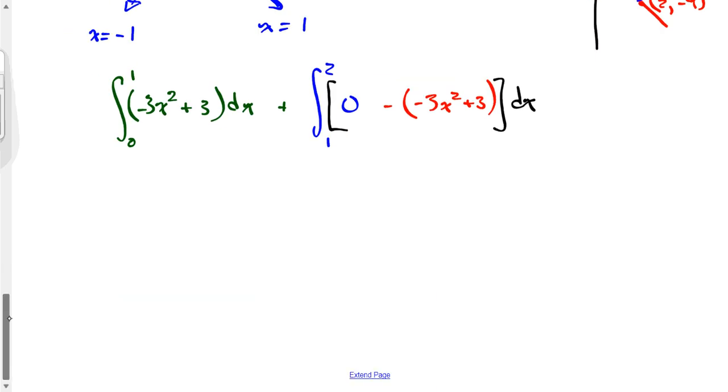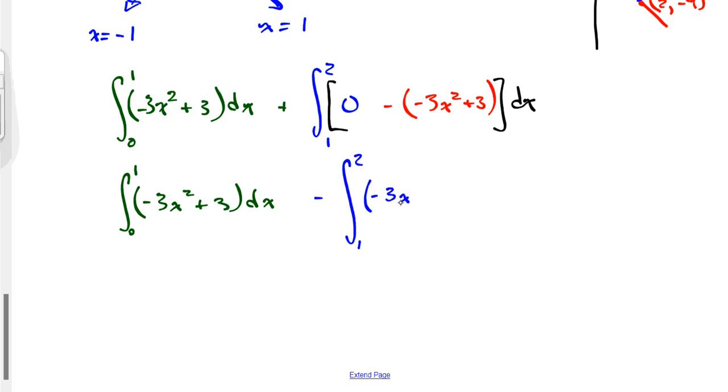Okay, so I could rewrite this as the integral from 0 to 1, negative 3x squared plus 3 dx. And then I'm going to subtract the integral from 1 to 2 of negative 3x squared plus 3 dx. So I'm subtracting that negative area. Yep, you can skip the first step. I just wanted it to be clear why we're doing this. And then we go through and figure out the answer.